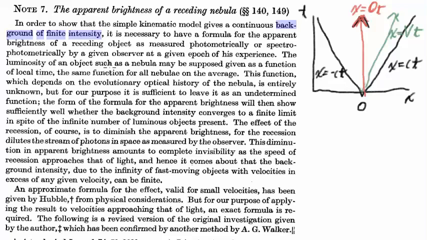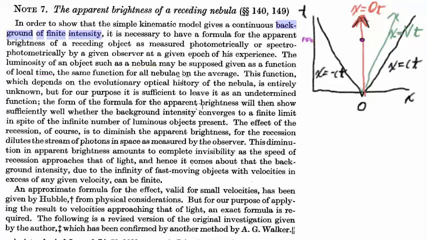So the luminosity of an object such as a nebula, that's this x equals vt line, may be supposed to be given as a function of local time. Local time would be somewhere over here. So this point in time was now. Then actually this whole line would be local time. The same function for all nebula on average. I think I am reading the wrong sentence. I'm sorry.